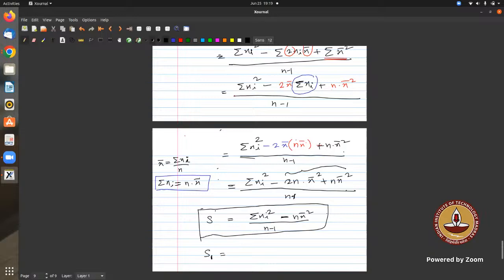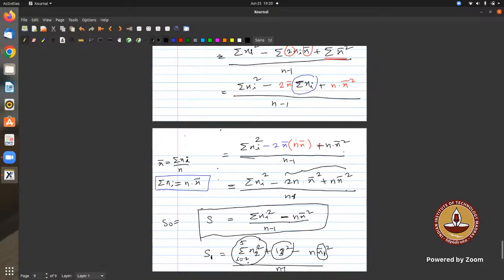So now, for the wrong data set, this will become summation of xi square, but in this case it will go from 2 to 5, this square plus 13 square, and minus n into x1 bar square, divided by n minus 1. And for the original data set, what is the change? This will remain the same. This value will change and this value will change. You try to find it out.